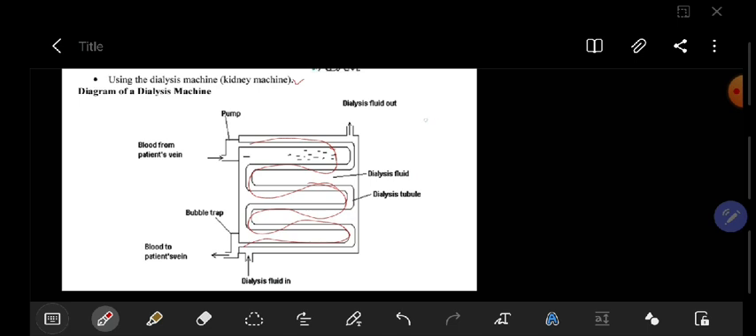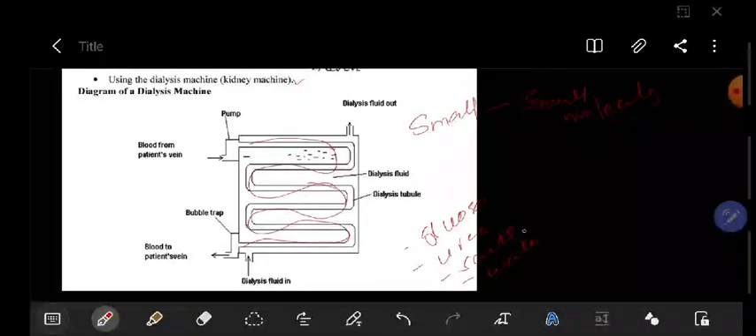Now, because it is small in size, it only allows small molecules to diffuse out. These molecules can be glucose, urea, salt, and water. These are able to pass, but the other molecules cannot pass. For example, blood cells and plasma proteins, those are bigger in size, so they can't pass.